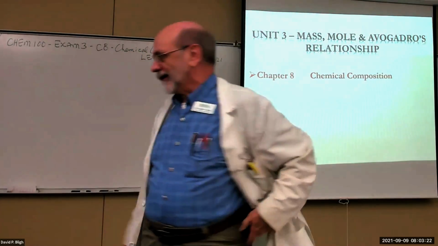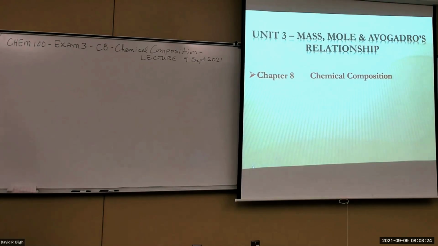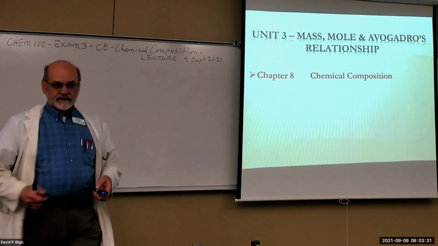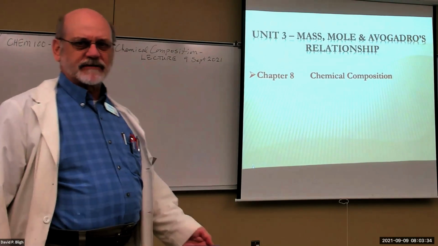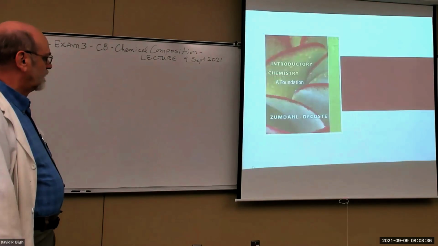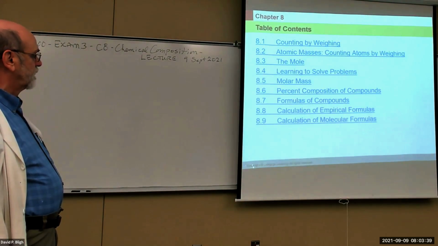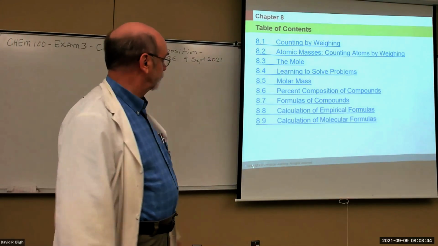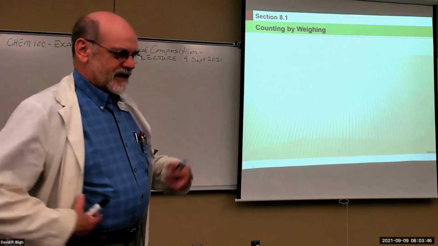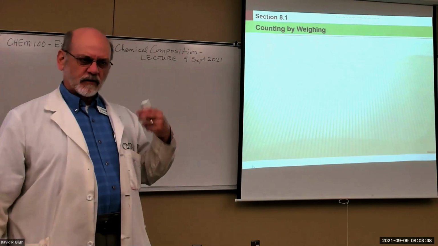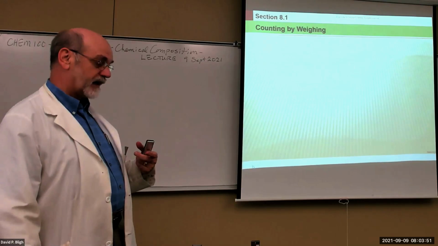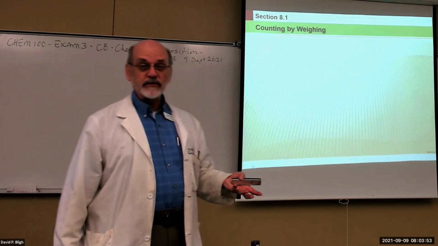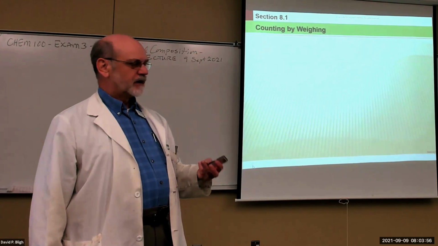All right, let me get my pointer. Okay, chemical composition. Let's move along here. We always skip the table of contents because we're going to get there anyway. All right, first topic. What do we mean by counting by weighing? In fact, why do we need to do something like that?